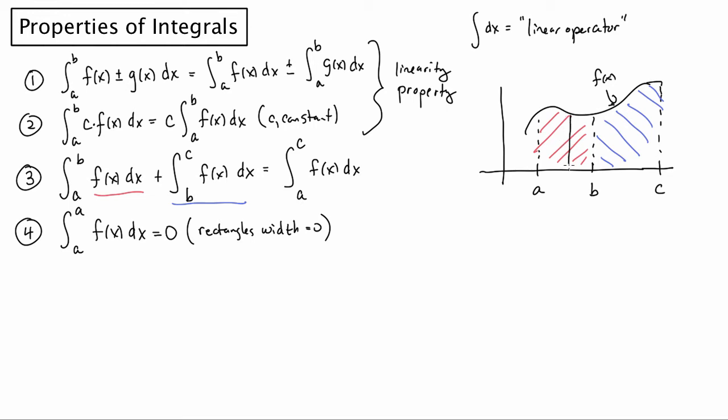So if I have an interval of width 0, there's my interval. It's got a height, but it's got no width, so the area underneath the curve there is 0.